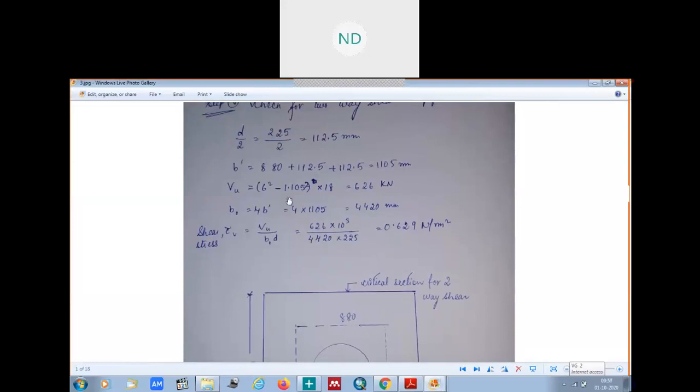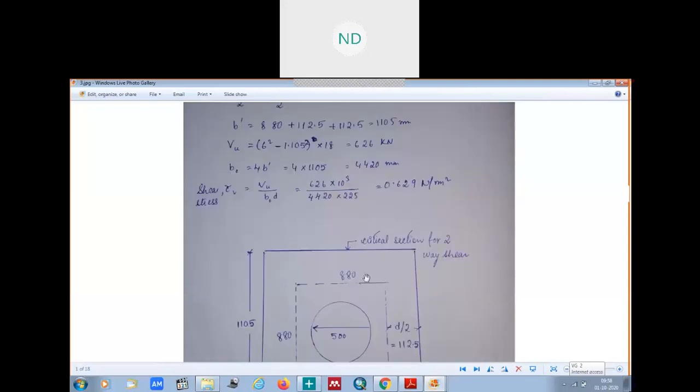What is your VU here, the shear force? This was your factored load 18, and this is the dimension 6 of the panel that was given to you. B dash is how much? B dash is this 880 plus 112.5 plus 112.5. So it is 1105 mm.